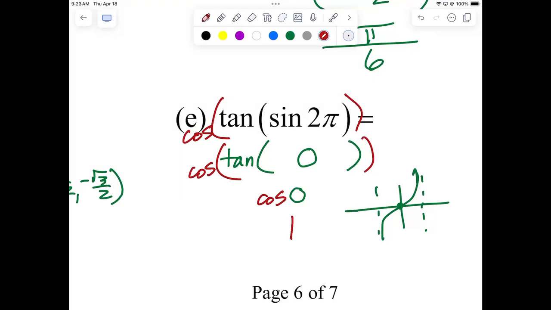Is 1. Yeah, but isn't it also -1? Not cosine of 0. Oh. Cosine of pi is -1. It's a function. There's only one output. What's the ordered pair at 0? Here's 0, right? It's (1, 0). Cosine of 0 is 1.